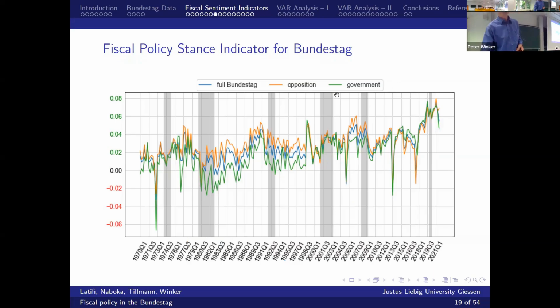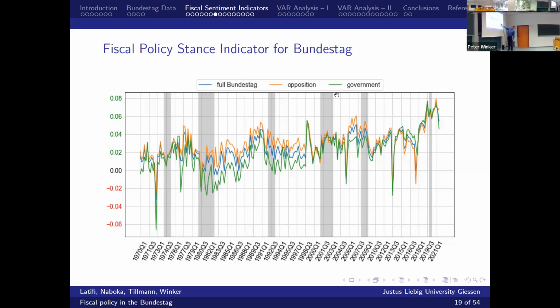That's now our indicator. Based on that, we have blue for the full Bundestag, orange for the opposition, and green for government. And you see periods where the opposition is more expensive than the government. Of course, as an opposition, you can always ask to cut taxes and to spend more on this and that, because you don't have to care about the budget. Easy.